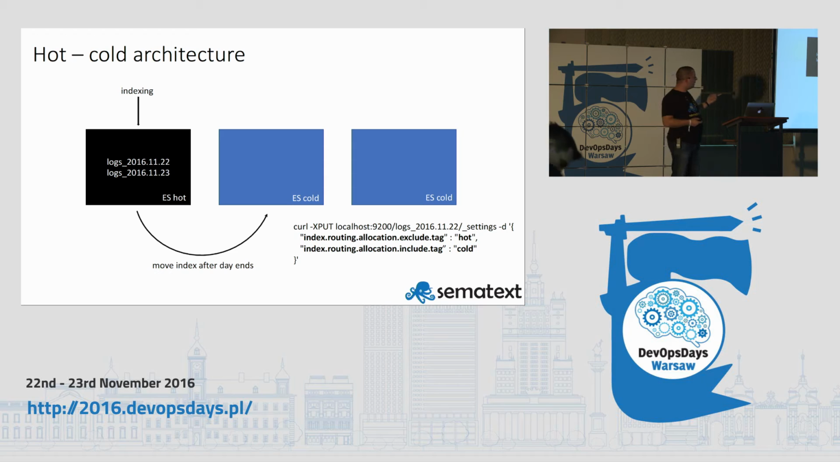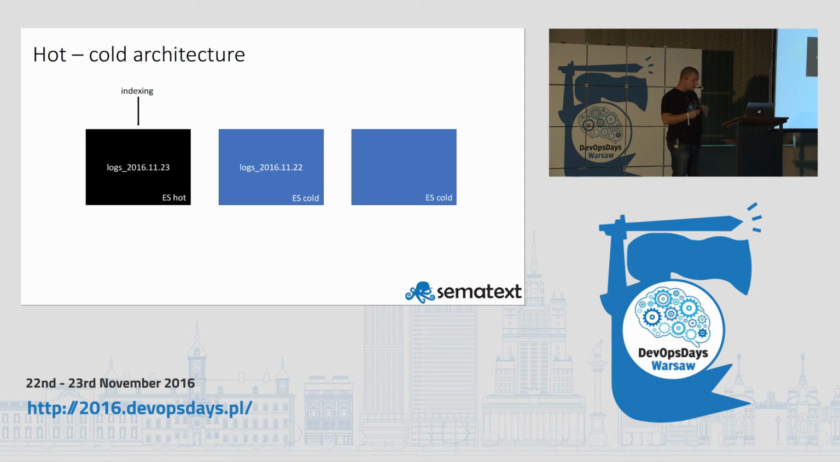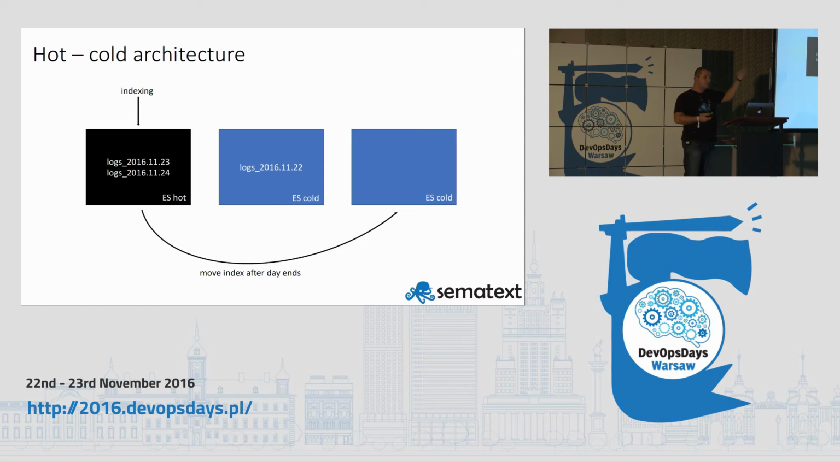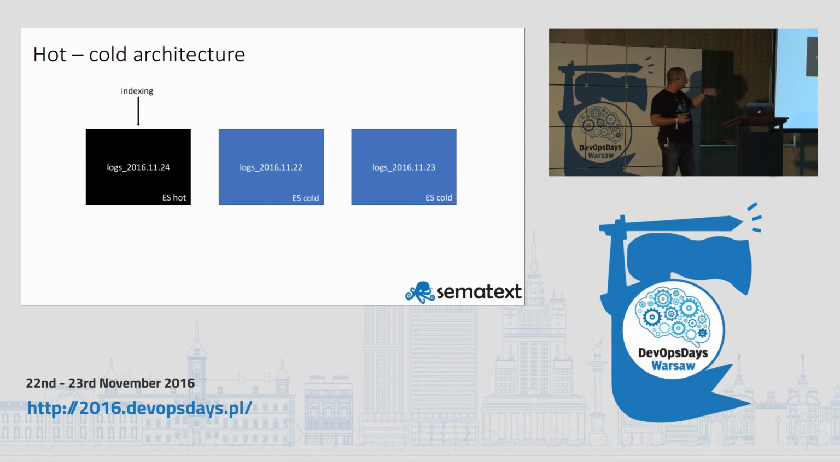Then, when the indexing to the old index stops, we run a similar command, but we update the index settings, and we say exclude hot and include cold. What Elasticsearch will do is copy the index to the cold nodes without any kind of downtime, only some resource utilization, which again can be configured depending on the needs. So it will go like this. It will copy the index, then we'll create another index. Again, we copy the old one after the day ends. So after a few days, we will have a single hot index on hot and more indices on cold.